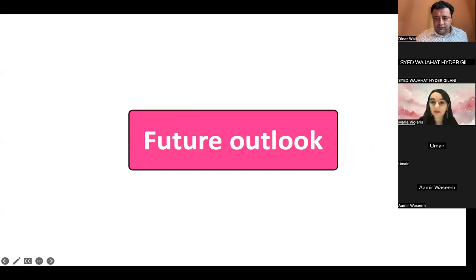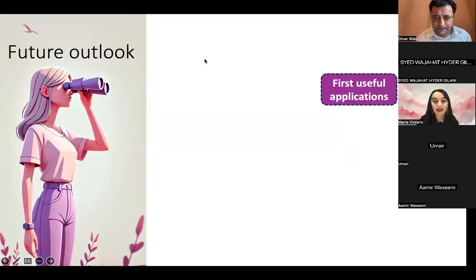So outlook on the future, hopefully we'll see the first useful applications in the coming years. That's the race at the moment, the race to the first useful applications. That's kind of what everyone's trying to get towards.